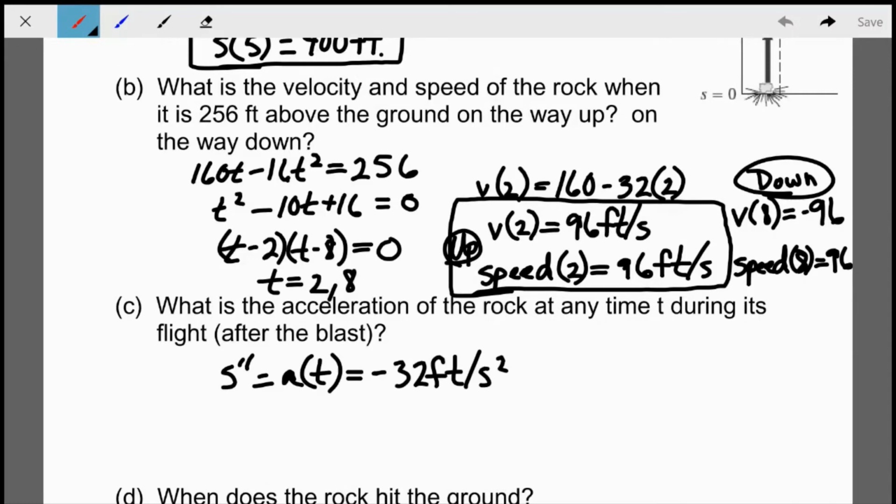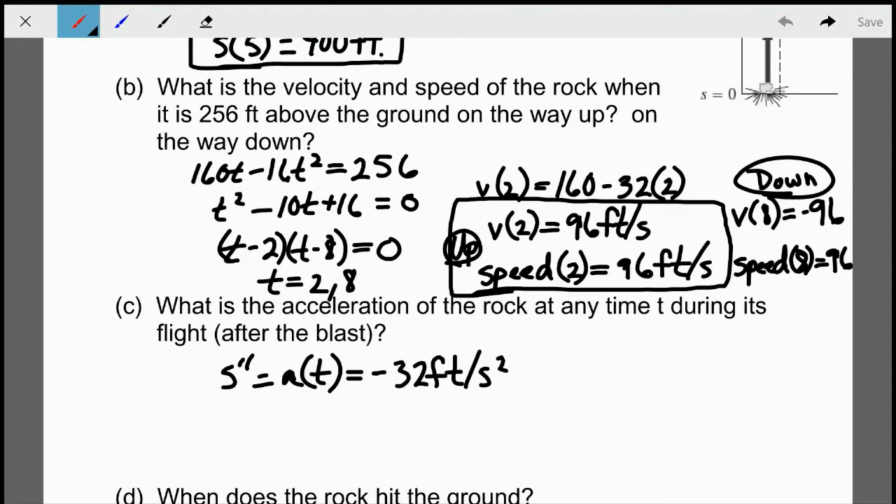That means we were at a position of 256 feet above the ground at 2 points in time, when time was 2 and when time was 8. So on the way up, we were at time is 2, and on the way down, we're at time is 8. So now let's look at our velocity and our speed.